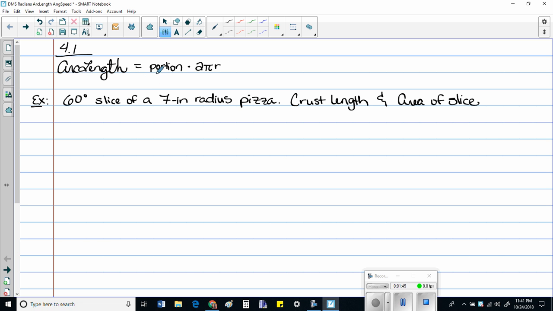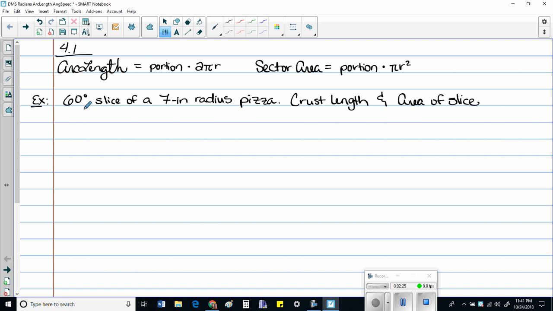Well, if arc length is the portion times 2 pi r, then the sector area would just be the portion times what? Well, circumference is 2 pi r. Area is pi r squared. See, that's why I don't like to write the formula they give you, because this makes more sense. Oh, it's just a portion of that. And a portion of is multiplication.